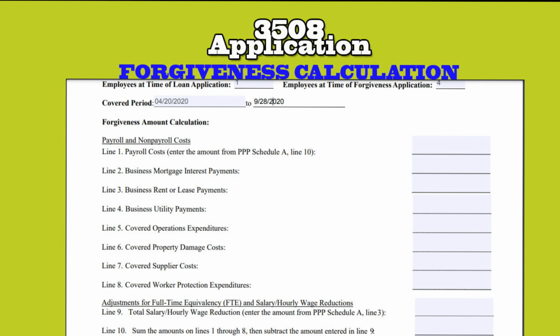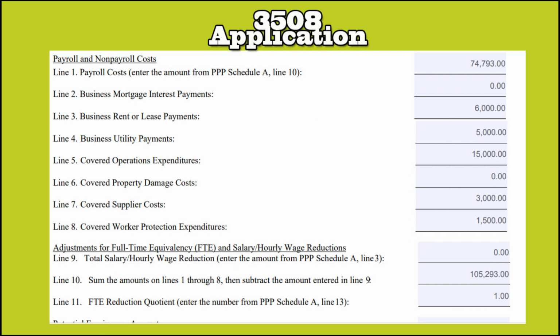Okay, now this is the part that I'm sure you guys all been waiting for. The forgiveness amount calculation. Payroll and non-payroll costs. So let's start off with line 1. You're going to enter the amount from the PPP Schedule A, line 10. Okay? You see our amount in there for our fictitious name that we came up with in our numbers, which is $74,793. Okay?